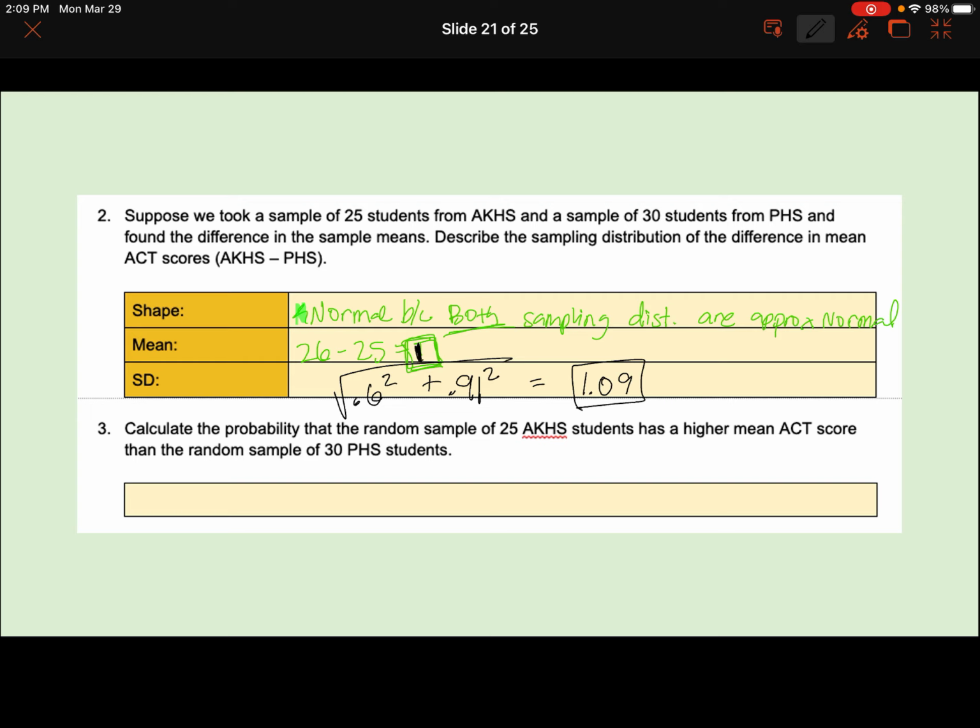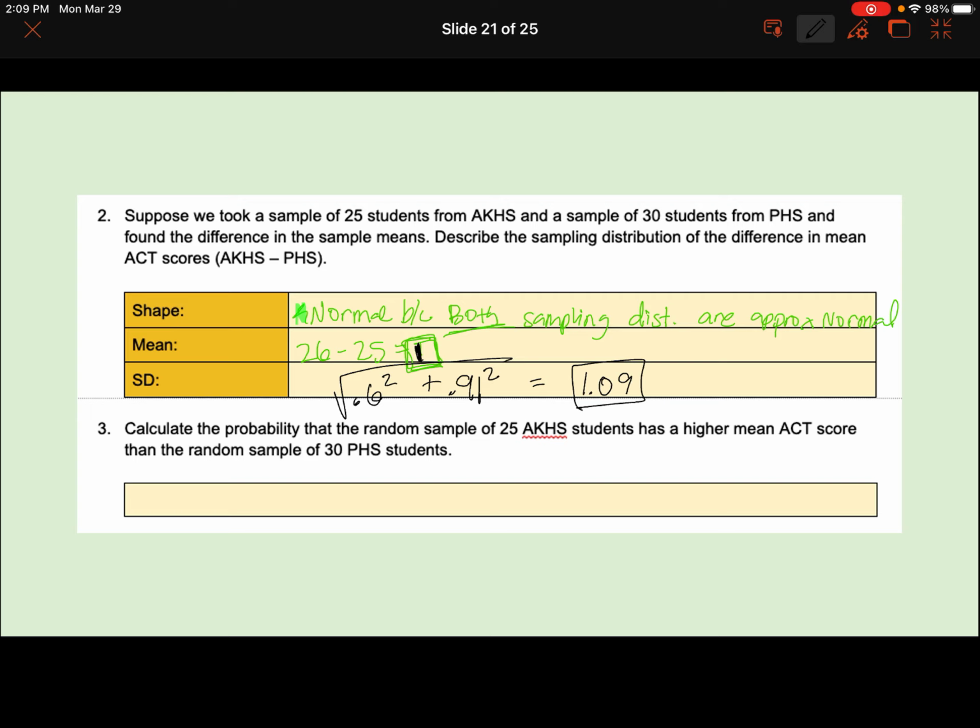All right. Last question here before we jump to, are there any more notes? No. Okay. Last question before we do our check for understanding then. It asks you to calculate the probability that a random sample of 25 AKHS students has a higher mean ACT score than the random sample of 30 PHS students. When you first look at this, it might look a little bit impossible. Like, how are we supposed to set up that comparison?